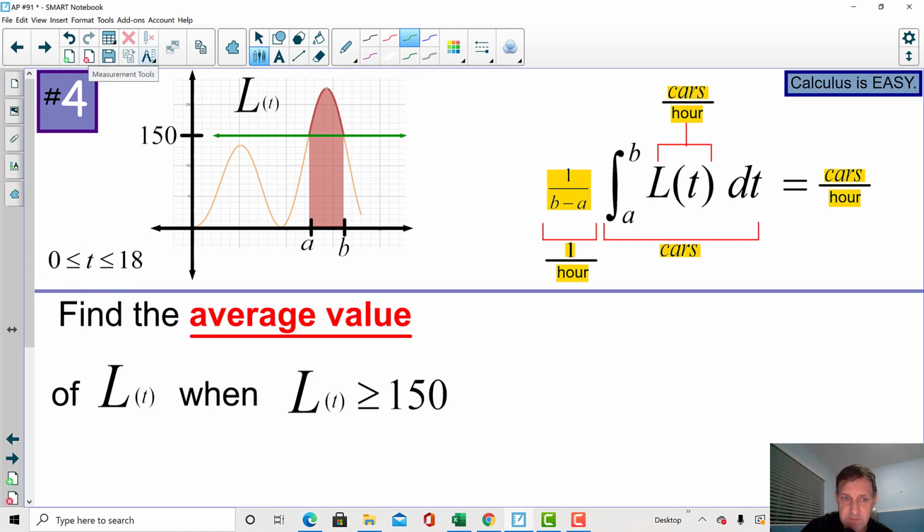Okay, again, we're doing the average value of L of t. So average value of L of t is just going to be the integral of L of t. And then in front of it, you're going to put 1 over b minus a.